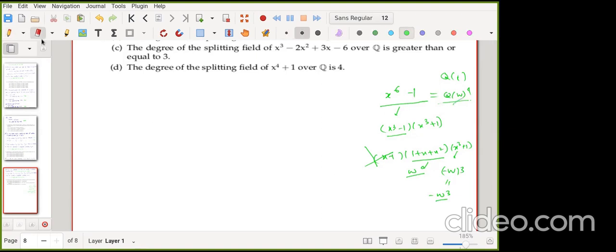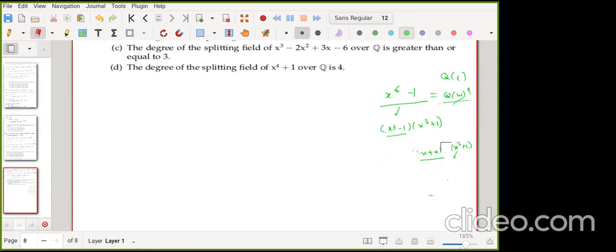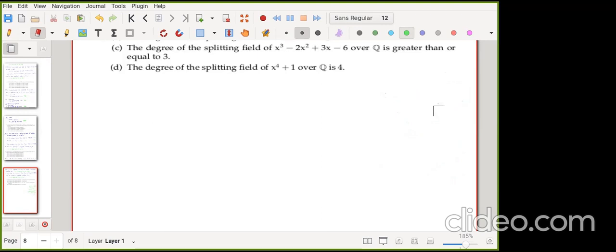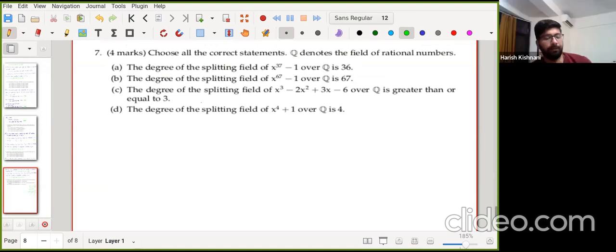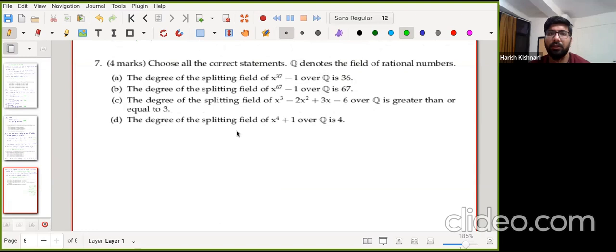But I need to check whether this is true for any n, at least for prime. So you have already checked for any n, if the polynomial is of the form x to the power n minus 1? It was discussed in class, or I don't think so. But here we only need to check whether it's true for prime or not.